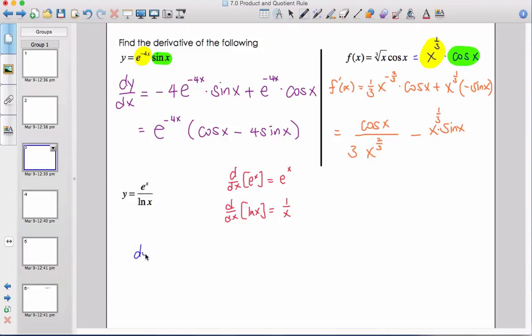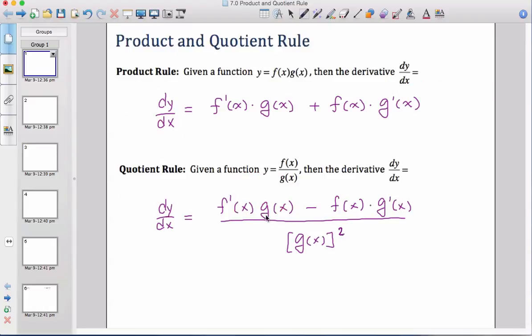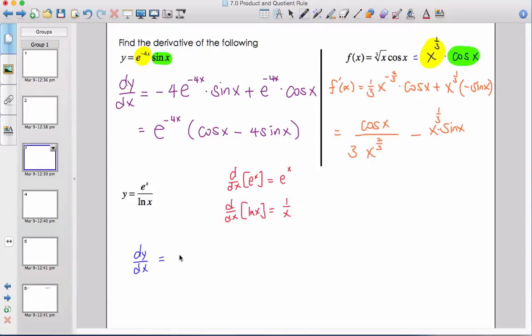Well, dy/dx is equal to the derivative of the top function. So here you can go back and look. Derivative of the top times the bottom function minus the top function times the derivative of the bottom, over the bottom squared. So the derivative of the top, just e to the x, times the bottom function, minus the top function times the derivative of the bottom function, over the bottom function squared.